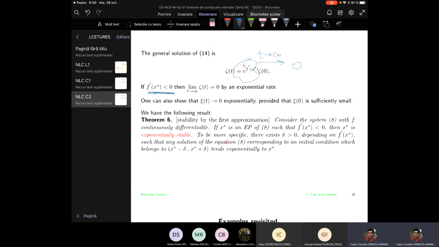Of course, then you can also show that this property happens if this is very, very small. And now we have the result. We have the result of the stability by the first approximation.